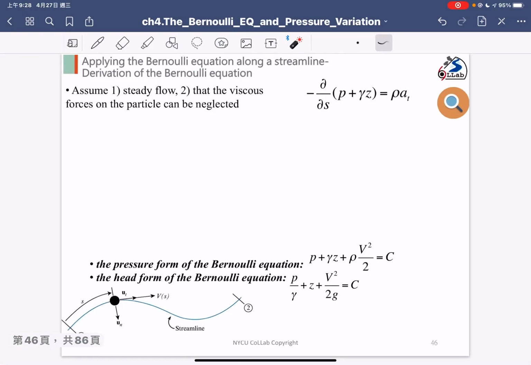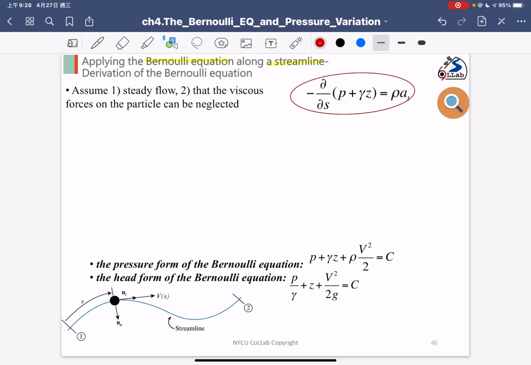So we move to the next. It's a very important equation in this chapter. We call that the Bernoulli equation. We just derive the Bernoulli equation along the straight line. So the idea, again, what do we have? We have the Euler's equations.